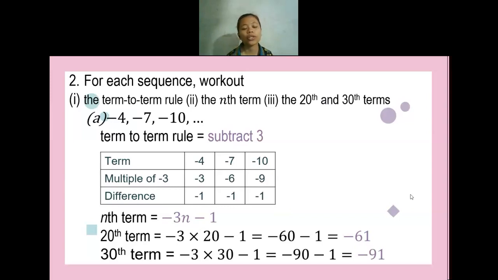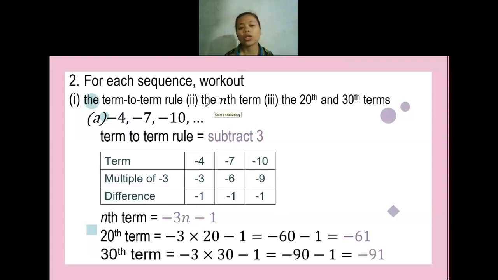So let us move to question 2. We already have the sequence. The sequence for question 2a is -4, -7, -10. For question 2, we need to find the term to term rule, the nth term, the 20th, and also the 30th term. The first thing we can do is find the term to term rule. From -4 to -7, we need to subtract 3. And then from -7 to -10, we need to subtract 3. That's why the term to term rule becomes subtract 3.